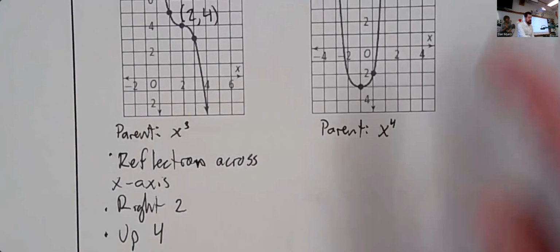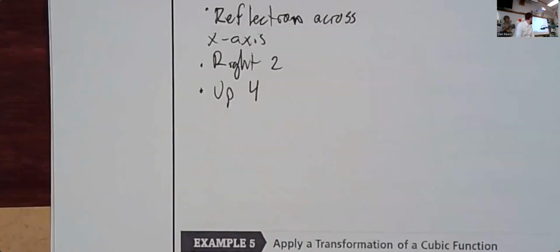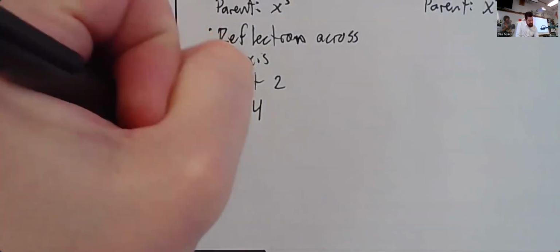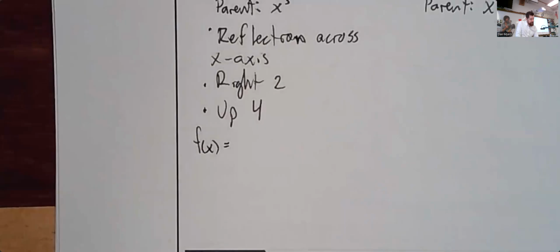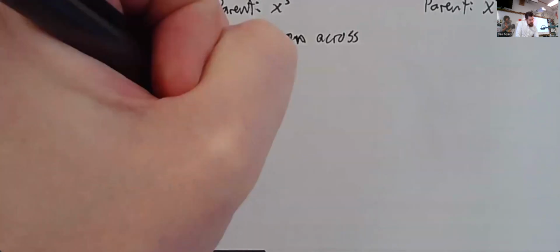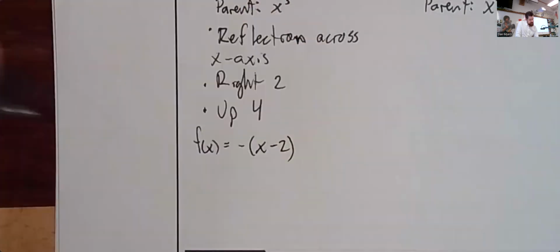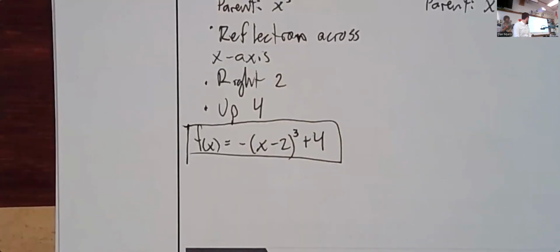It's just negative 1. So somebody give me the equation. What's the function for this one? F of x equals what? Negative parentheses x minus 2 to the 3rd power plus 2. No, plus 4. Sorry, plus 4. All right. Try B on your own.